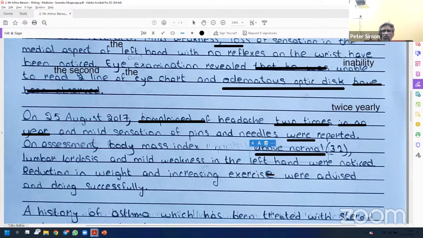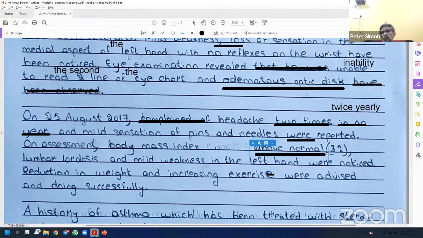Increase exercise, two things: one is the intensity and the other is the duration, right? So you can write that one. Weight reduction and increasing the duration and intensity of exercise. For advice: reduction in weight and increasing the intensity as well as the duration of exercise.